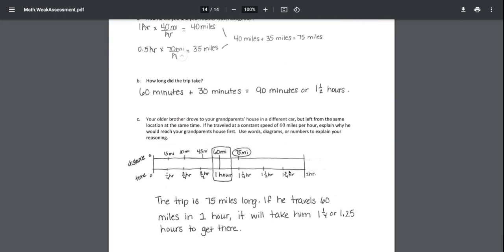Letter C. Ooh, I love the double number lines. Your older brother drove to your grandparents' house in a different car, but left from the same location. He traveled at a constant speed of 60 miles per hour. Explain why he would reach your grandparents' house first.